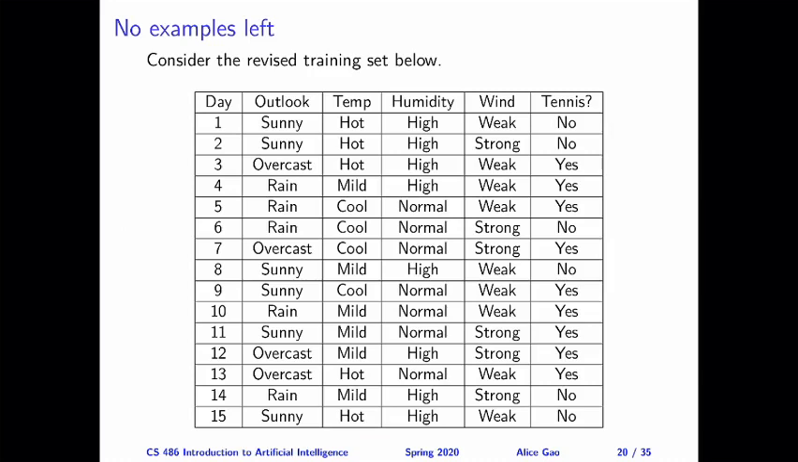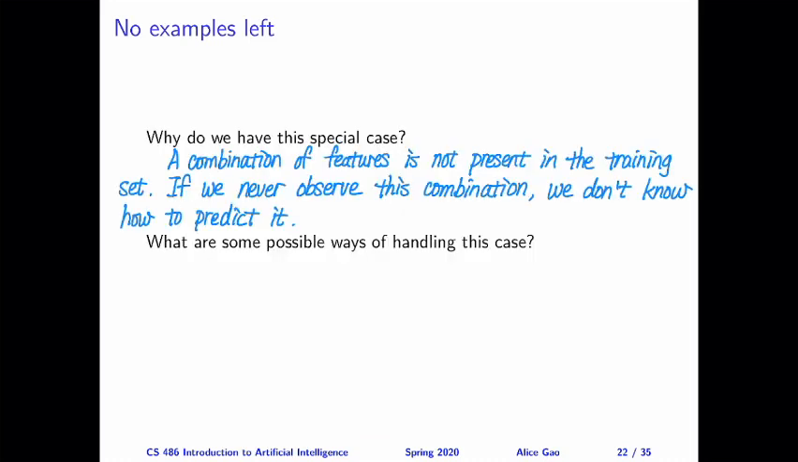So why do we run into this problem? Because we don't have this combination of features in the data set. If we never observe this combination of features, then we don't know how to predict it, right? In other words, Jeeves wants to make a prediction at this point, but in the past 2 weeks, he never observed a day where temperature is hot, wind is weak, humidity is high, and outlook is rain. So because of this, Jeeves doesn't know how to make a prediction in this case. I've summarized the answer on the slide for you.